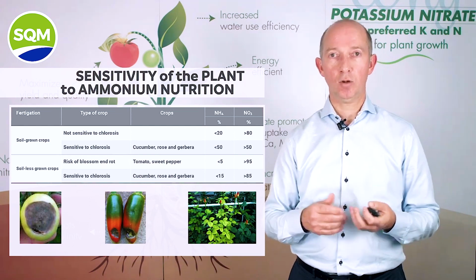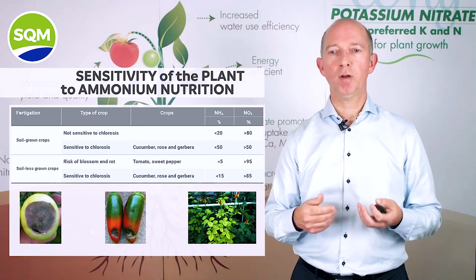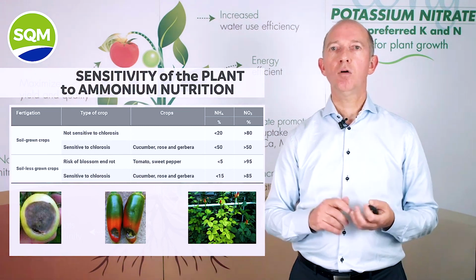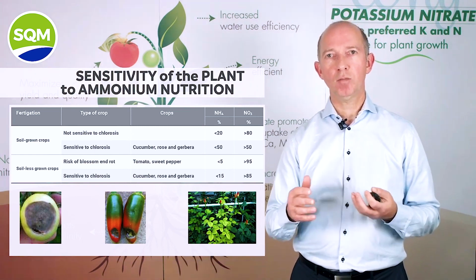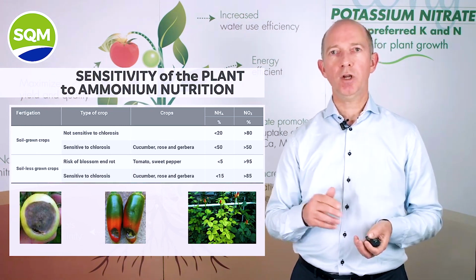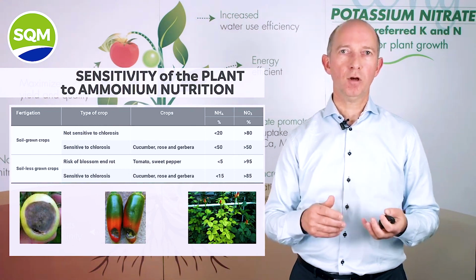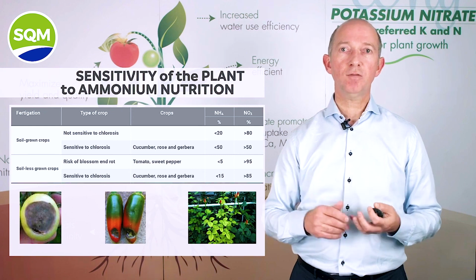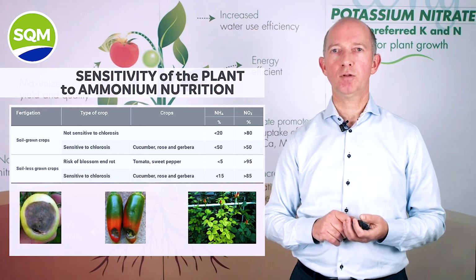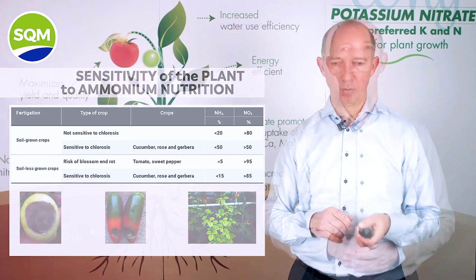And for soilless grown crops, hydroponics, we have seen that certain crops like tomato, sweet pepper and melon are very sensitive to blossom end rot. So in that case, only have a minor percentage of ammonium, up to 5, maximum 7% in the nutrient solution, and 93 to 95% under the nitrate form. For crops grown in hydroponics sensitive to chlorosis, you may increase the ammonium proportion to a maximum of 15%. This would be for crops such as cucumber, rose and gerbera.